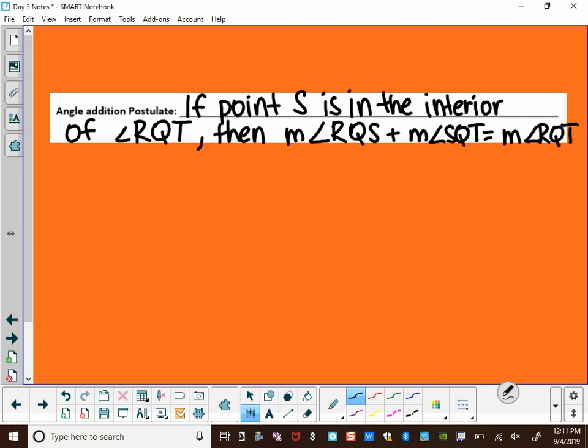What this says is, do you guys see this the first picture there? That means that that first angle on the left plus the second angle on the right is equal to both of them combined. Whenever you see this m in front of an angle, that means measure.